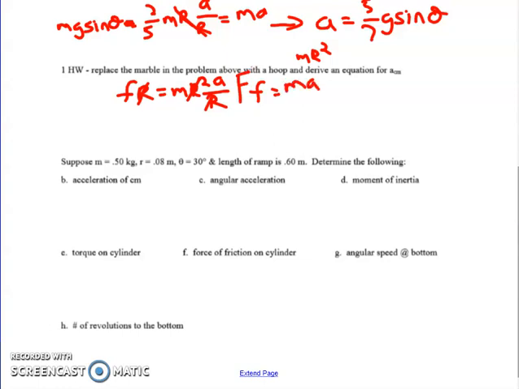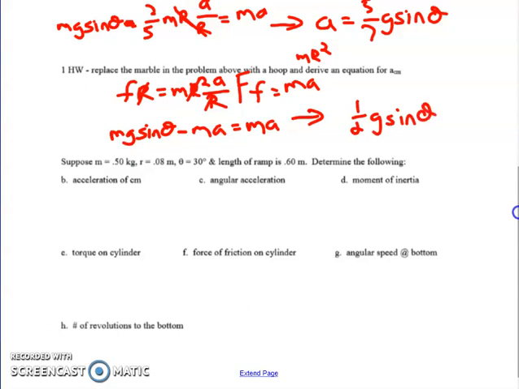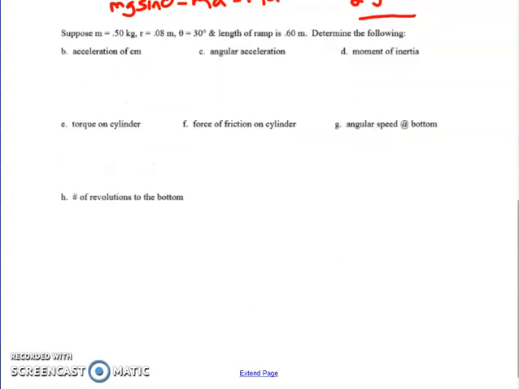Now I can go back to the original equation, which said mg sine theta minus the force of friction, which is ma, equals ma. All right, solve for a, and I get 1/2 g sine theta. So the rest of them should be pretty straightforward, because once you have the equation for the acceleration, and we put in numbers, it's stuff we've done before.